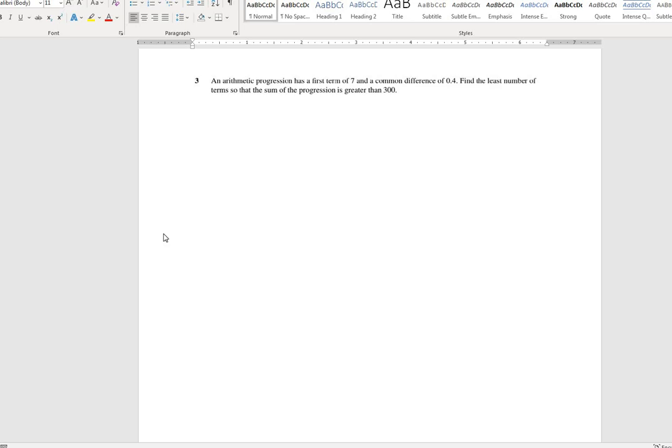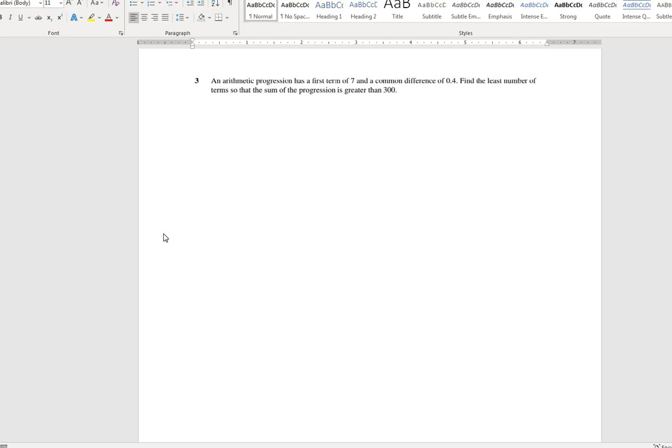Okay, welcome back. So this is part 3. Okay, we start with the third question. An arithmetic progression has a first term of 7 and a common difference of 0.4. Find the least number of terms so that the sum of the progression is greater than 300.